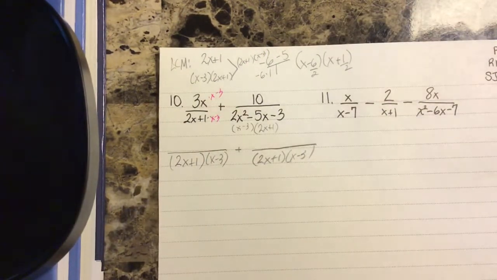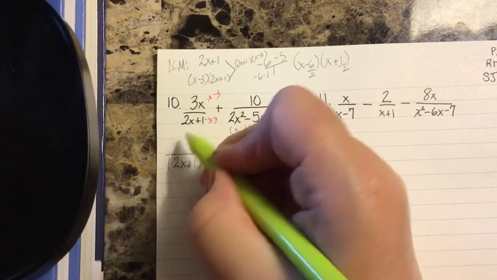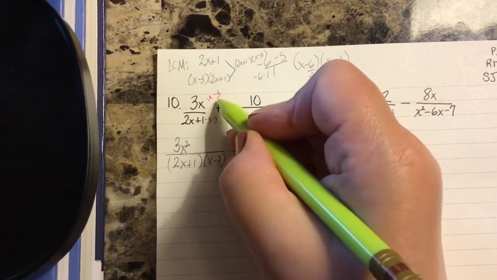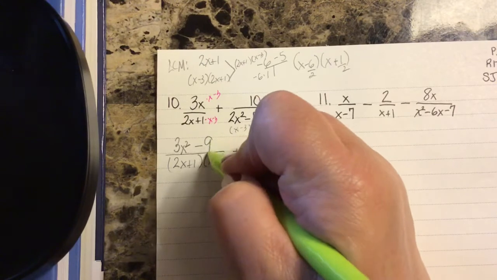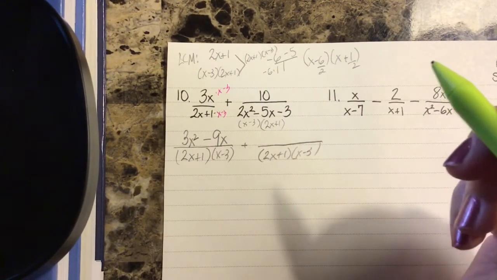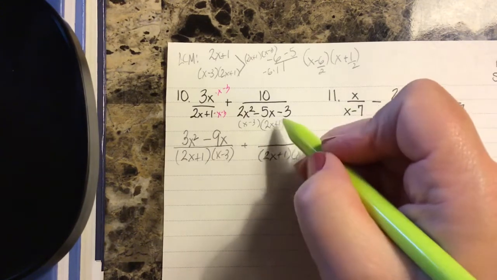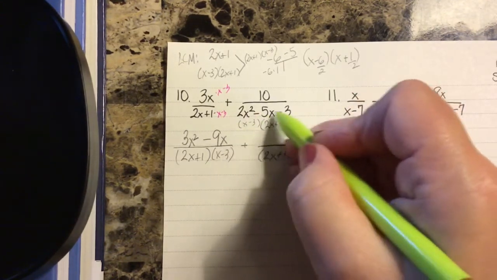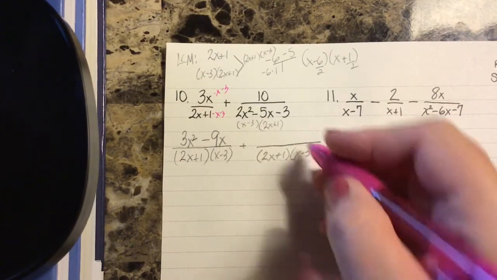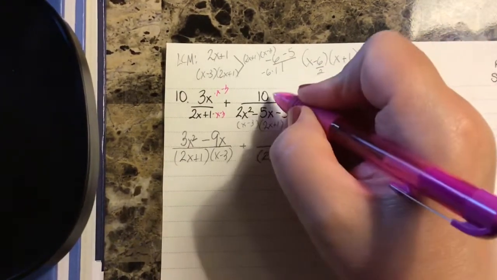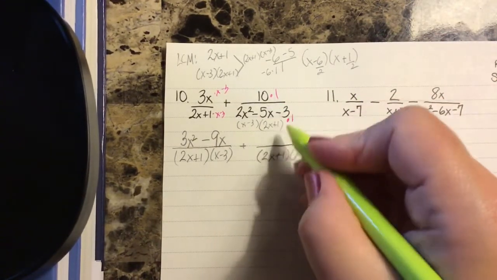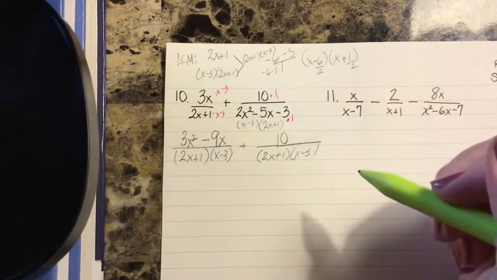3x times x, I'm going to distribute. Remember, 3x times x is 3x squared. 3x times negative 3 is negative 9x. Then for my next group, what can I do to transform this denominator into this denominator? Well, nothing. I can multiply by 1 because it is the same thing. So then I really don't have to do anything but keep that fraction as it is.